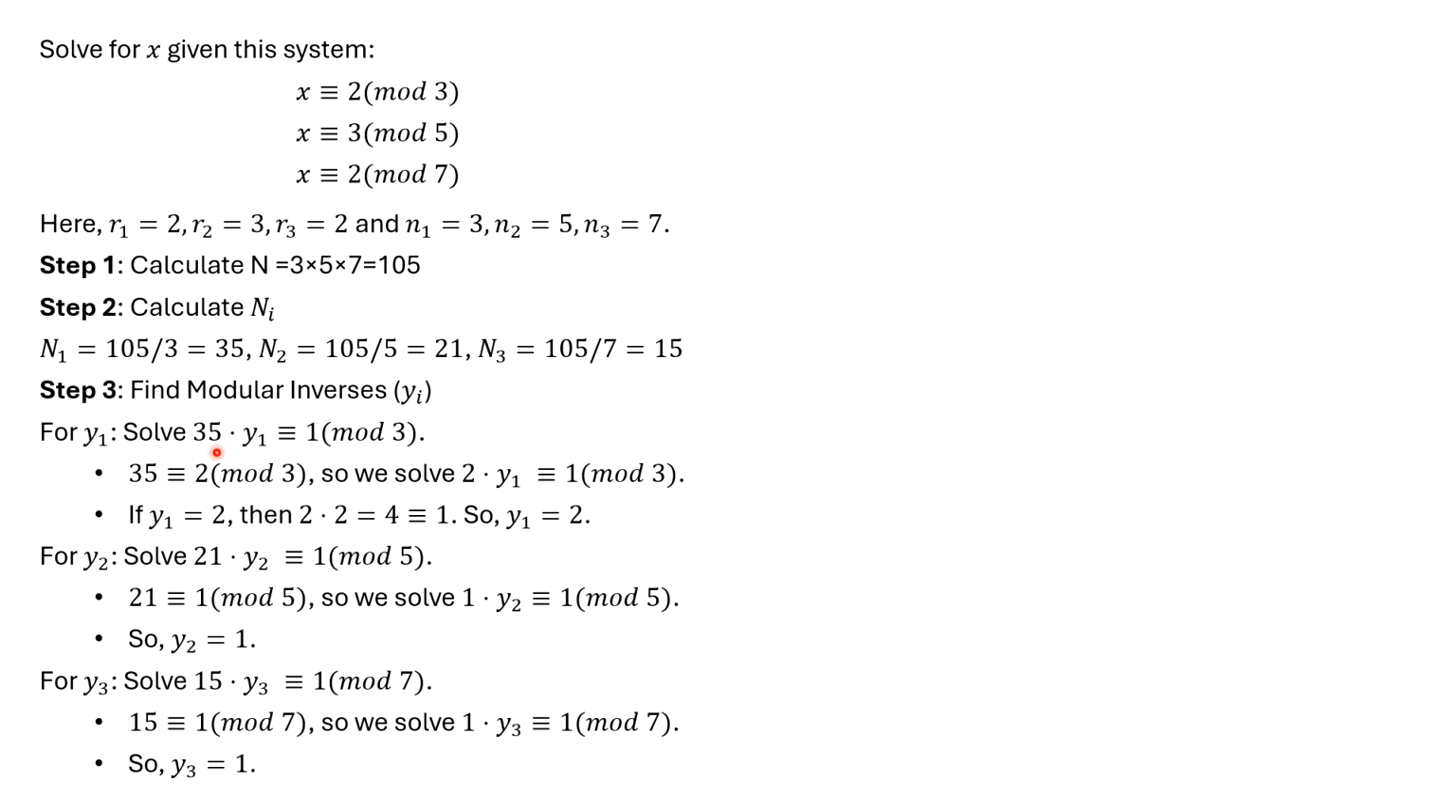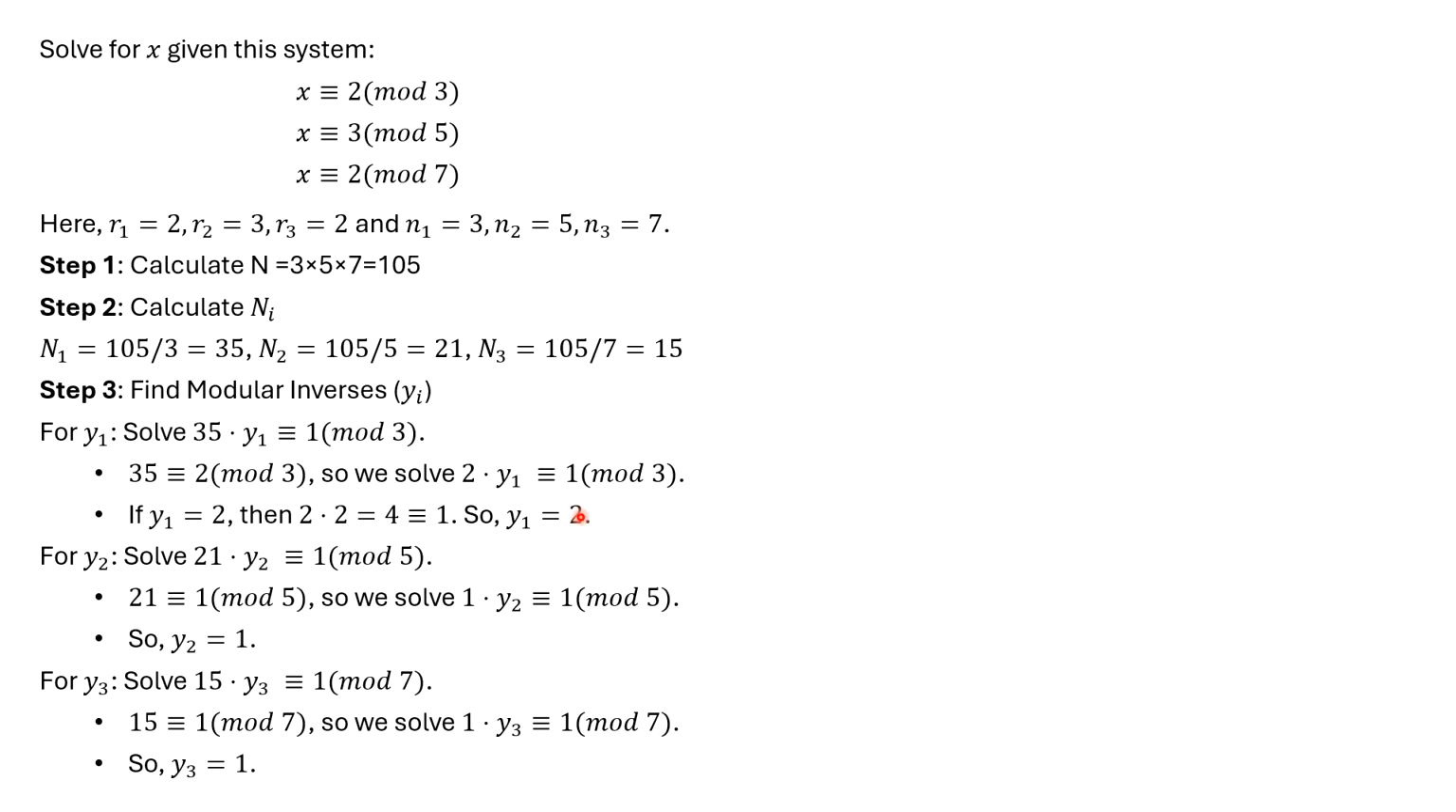The first thing we can do is simplify 35 mod 3. It's just 2 mod 3, and then put that back into this equation. We get 2 times y1 congruent to 1 mod 3. So we can only pick between 0, 1, and 2. And you can see pretty quickly if you pick 2 for y1, you get 4, and that's congruent to 1 mod 3, so y1 is 2.